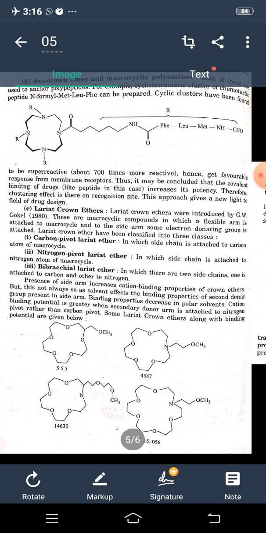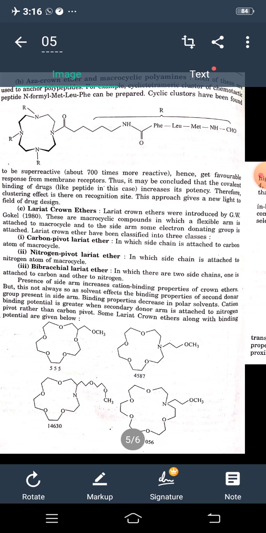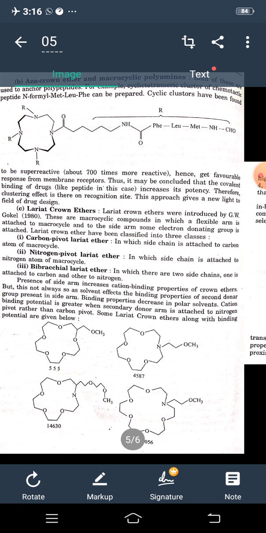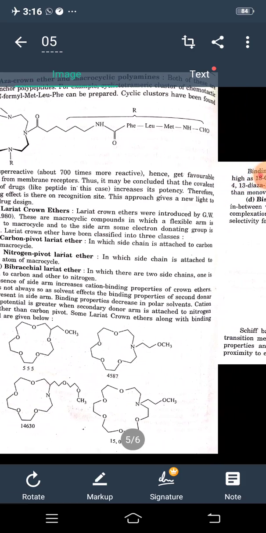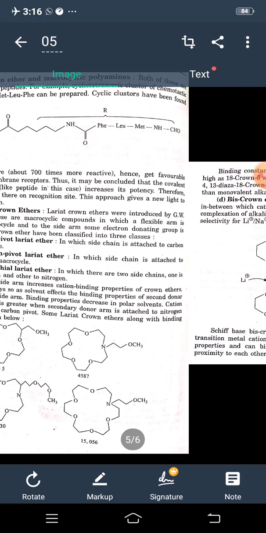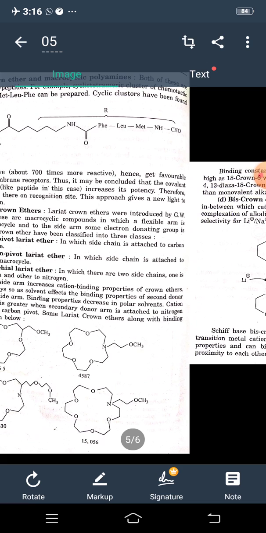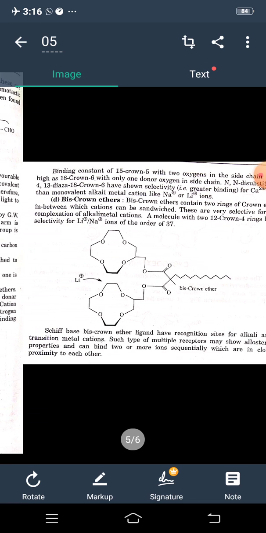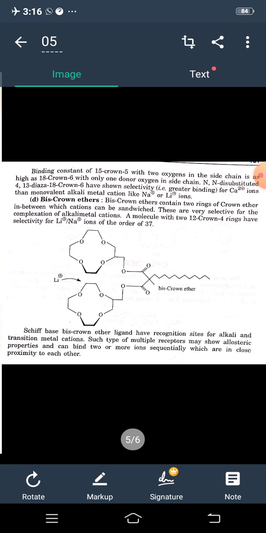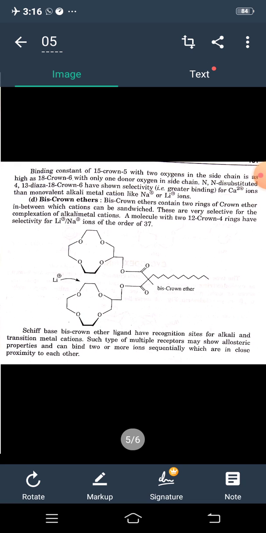Some lariat crown ethers along with their binding potentials are given below, like 555, 4587, 14630 and 15056. So the binding constant of 15-crown-5 with two oxygen atoms in the side chain is as high as that of 18-crown-6 with only one donor oxygen in the side chain.